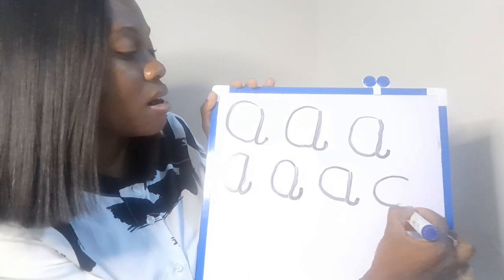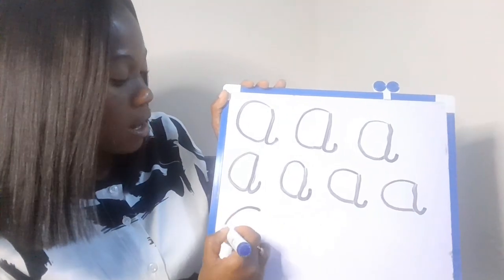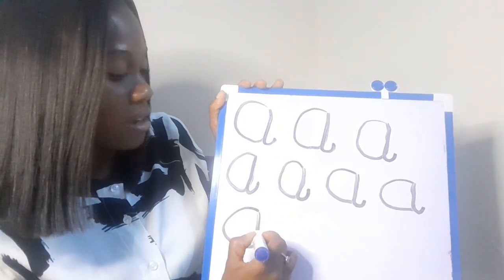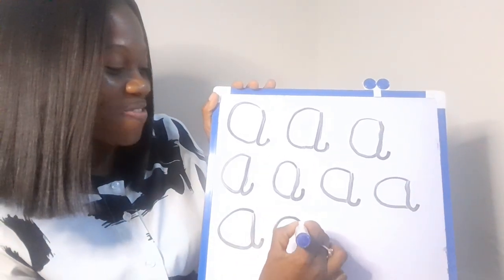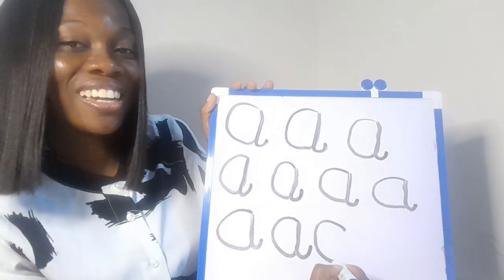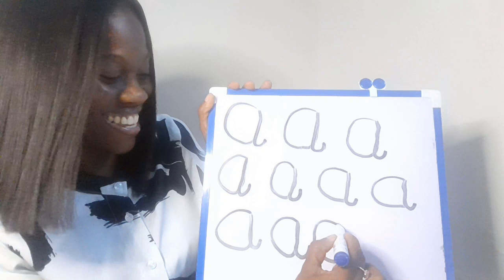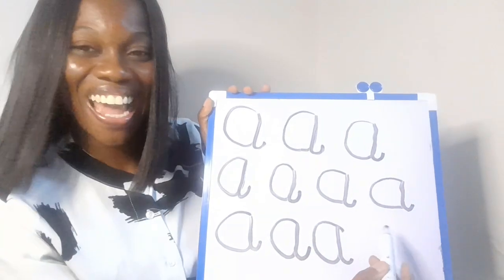A back curve, go up, down the same line and make a loop. Back curve, go up, I'm trying to see, down the same line and make a loop. Amazing. Two more times to go.